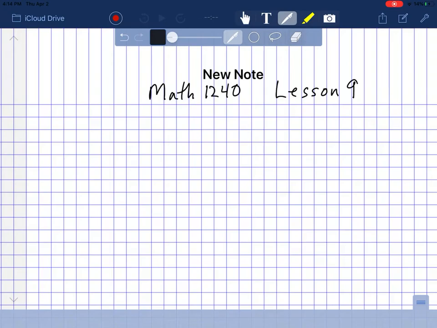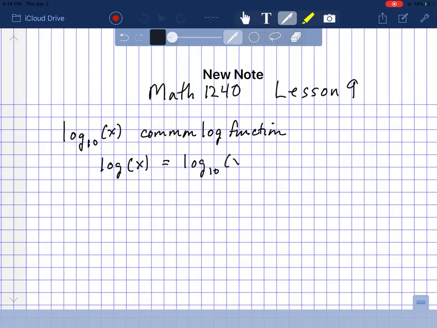Okay, let's continue our discussion of log functions. There are two log functions that are quite useful. One is the log function base 10. This is sometimes called the common log function. And sometimes this is written as the log of x. This is equal to the log base 10 of x. So notice, sometimes if you see the log written without a base, then you assume that the base is 10.